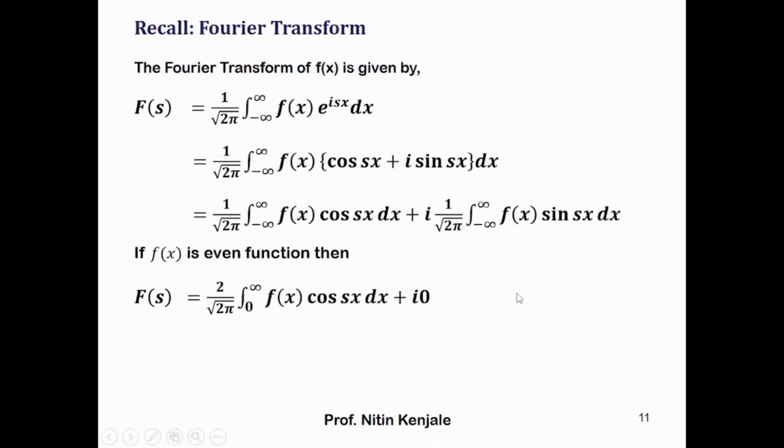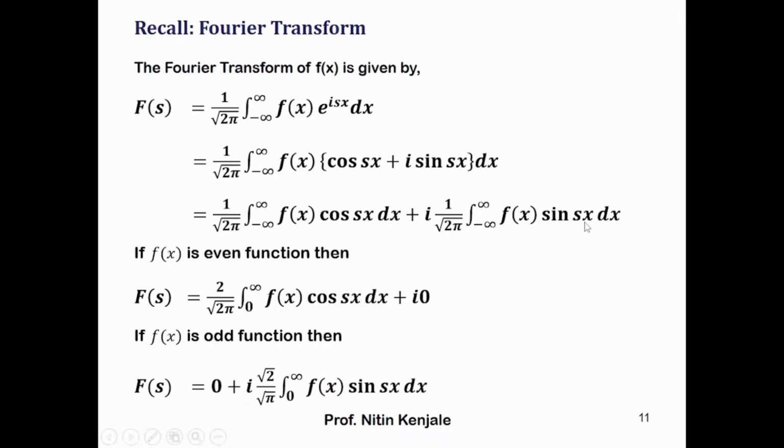Similarly, when we take the case when f of x is an odd function, then f of x into sin sx will become an even function because product of two odd functions is an even function. So integral of f of x into sin sx over the limit minus infinity to infinity will become 2 times integral of f of x sin sx dx over the limit 0 to infinity. Whereas this f of x into cos sx will become an odd function because product of odd into even function is an odd function. So the integral of odd function over the limit minus infinity to infinity will be 0.